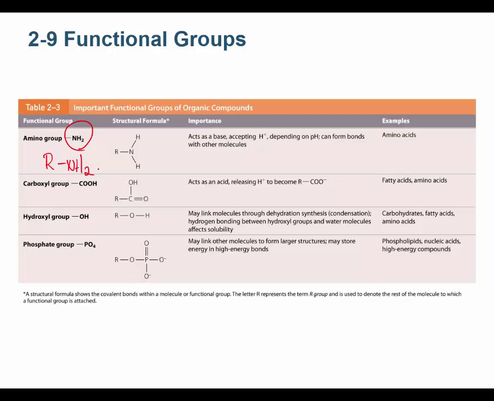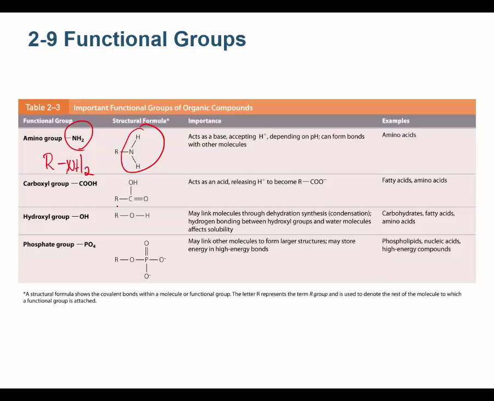And you say, well, what's R? Anything. What do you mean? What do you mean anything? Anything. R could be any organic molecule. It could be a carbohydrate, a lipid, a nucleic acid, it could be anything. But an NH2 group is an amino group, and this is what it looks like right here. So NH2 is amino. Amino acids have NH2 groups on them.